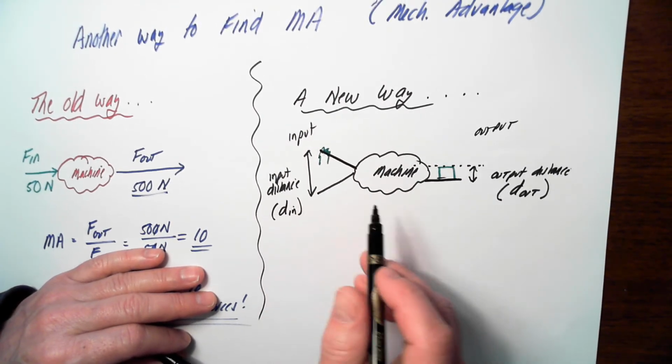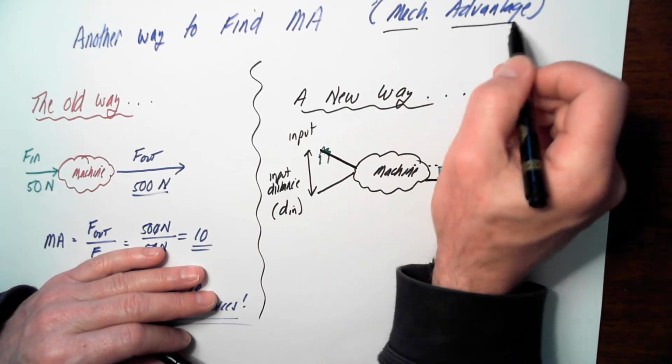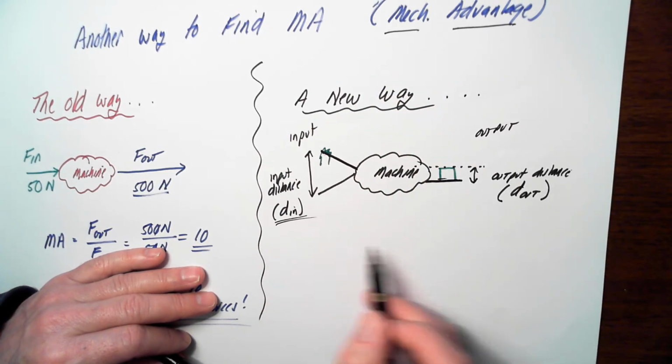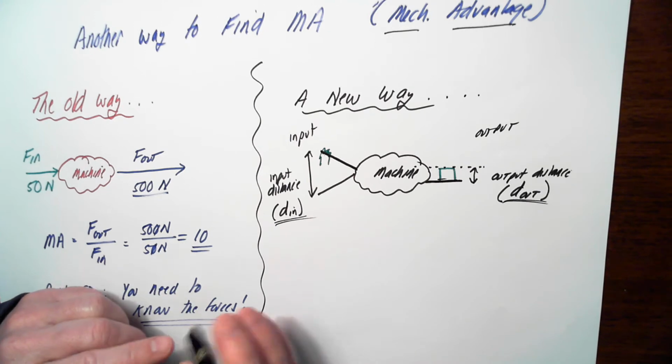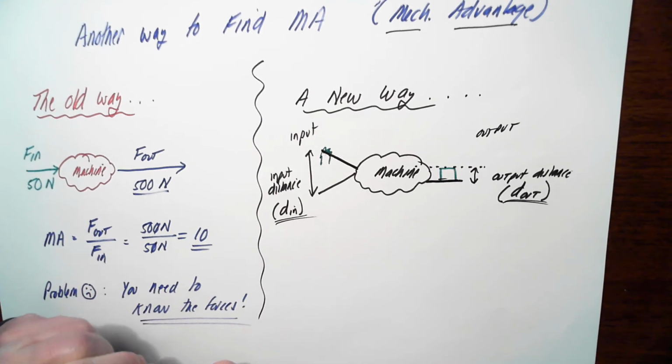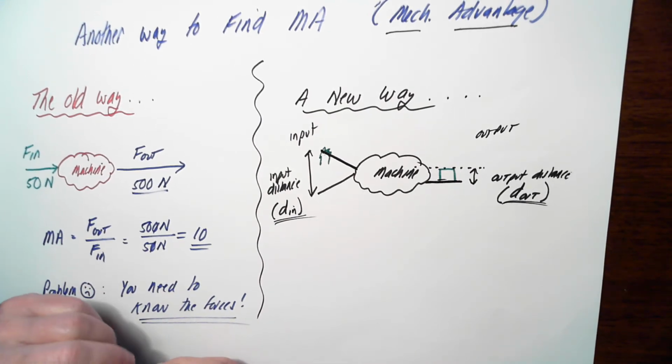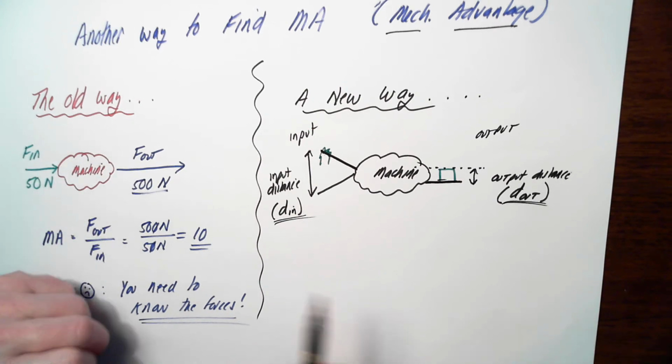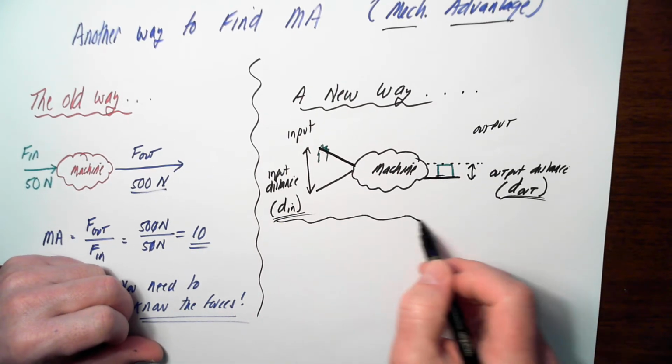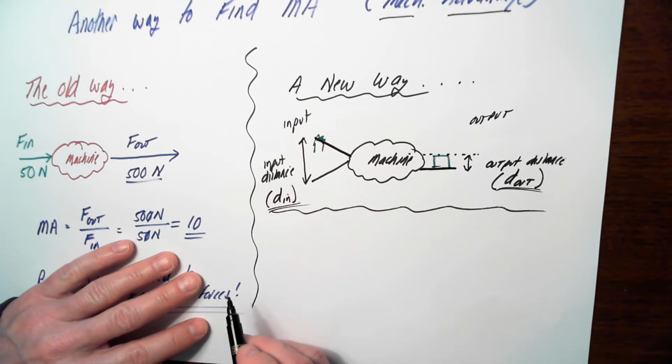And so I want to be able to get the mechanical advantage of a machine by simply measuring these. I want to know, is that possible? And if it's possible, how do you do it? Well, here's how you do it. And it is possible, otherwise we wouldn't be talking about it.